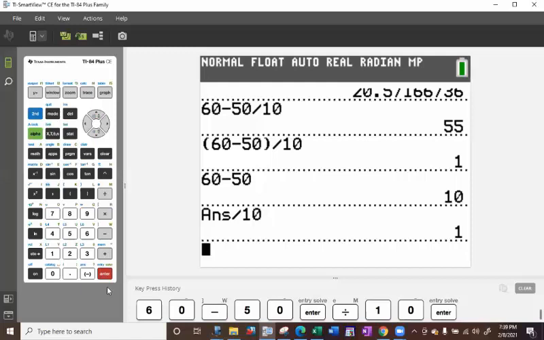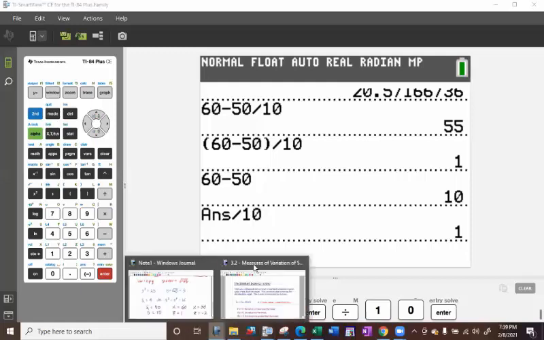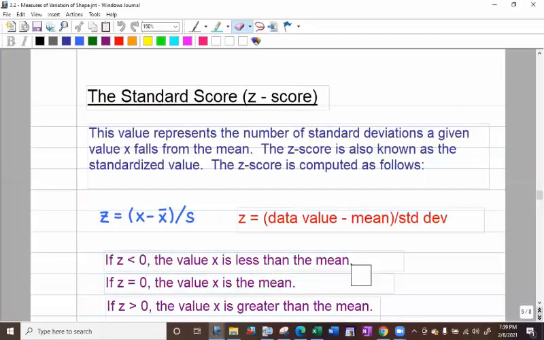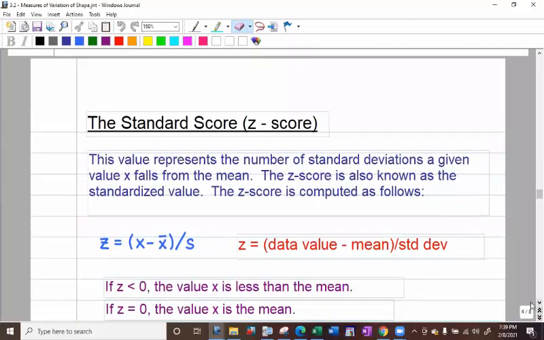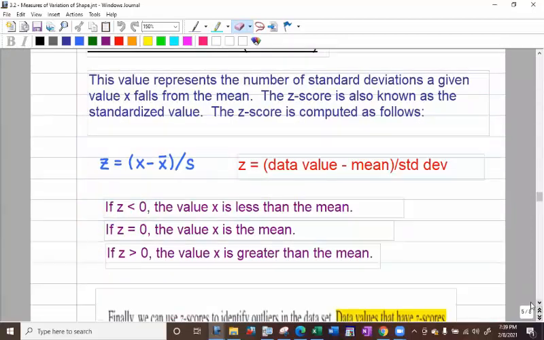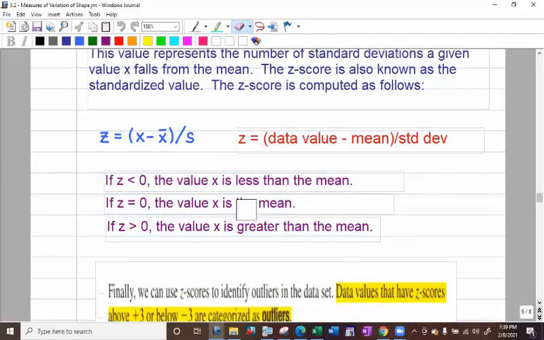Hopefully I've gone over that a couple times now, so those of you paying attention, hopefully that will eliminate anyone making that mistake. Okay, this I'm just going to mention. You don't have to know this by definition, but if your z is negative, that means your value is less than the mean. If z equals 0, that means the value is the mean. And if z is greater than 0, value x is greater than the mean.